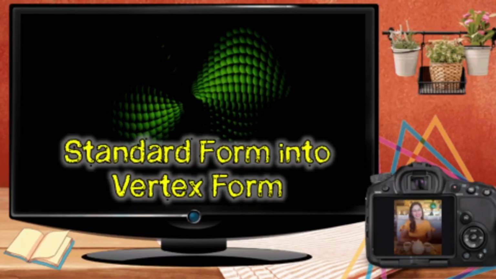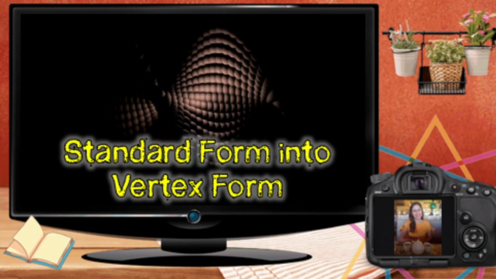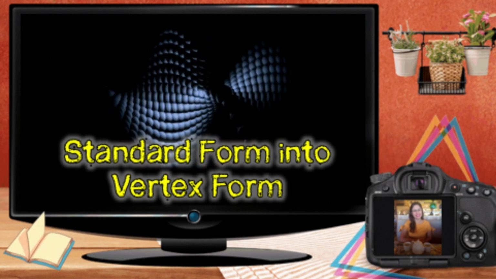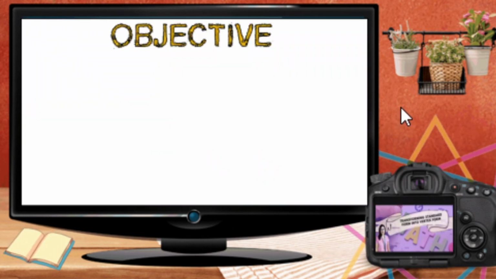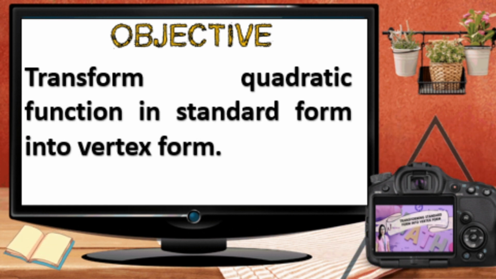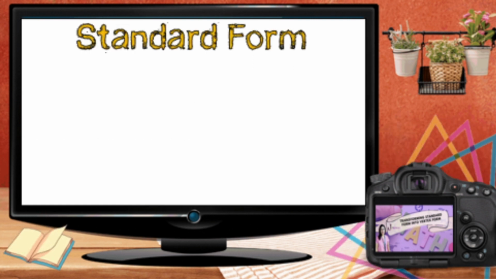In this video, we will discuss how to transform standard form into vertex form of quadratic function. The objective of this lesson is to transform quadratic function in standard form into vertex form.